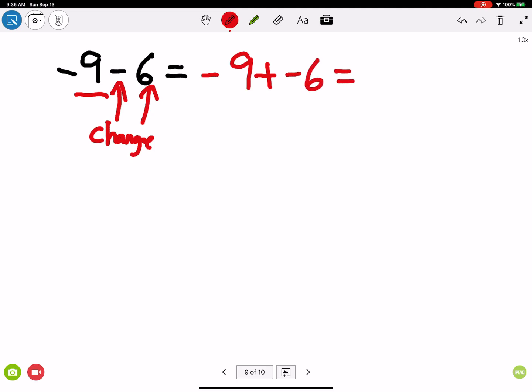Okay, now I have negative 9 plus negative 6, and I can solve this very easily because they have the same sign. What's our rule for same sign? Good, you just add them, 9 plus 6, which gives me 15, and you keep the sign, which is negative. So my answer is negative 15. Now, negative 9 minus 6 is the same thing as negative 9 plus negative 6. They mean the same thing, okay? So whether I solve this or I solve this, it doesn't matter because they're the same expression. They're just written differently, okay? They mean the same thing.